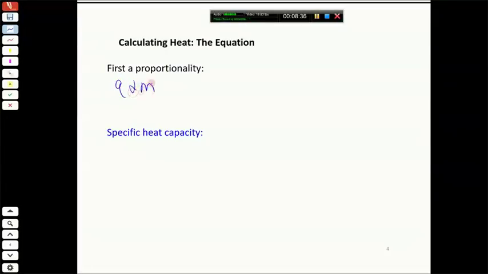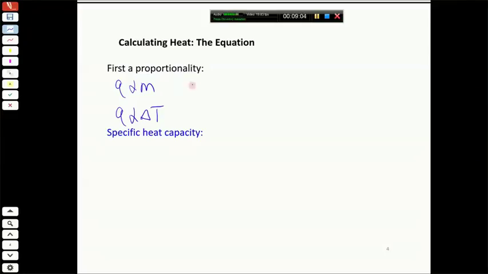So the amount of heat is proportional to the mass of substance that you have, the amount of heat that flows into or out of that substance. And the amount of heat is also proportional to the change in temperature. So if we put more heat into something, we would expect the temperature to go higher than if we put less heat into that. So think about boiling water. If you heat the water for a longer time, the temperature is going to be higher because you're putting more heat into it, and so the delta T, the change in temperature, is also proportional to Q.